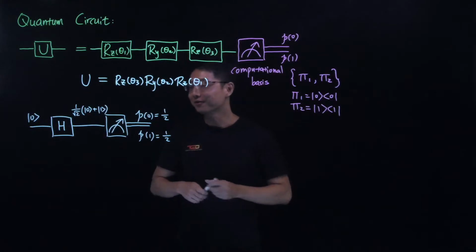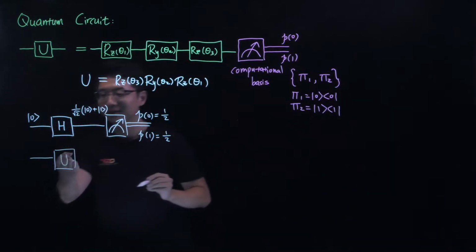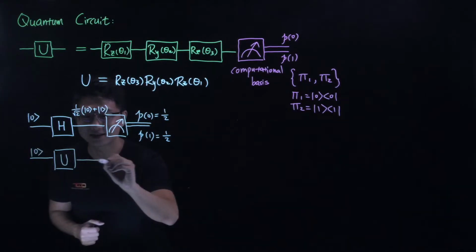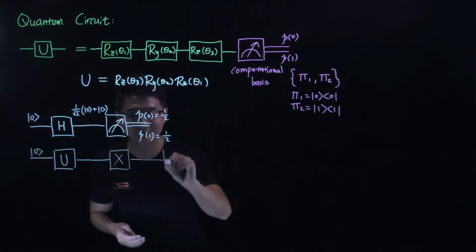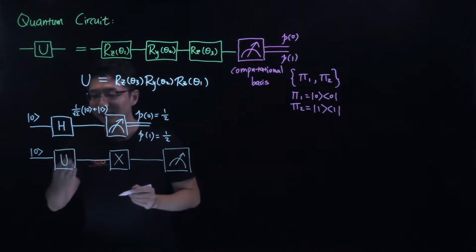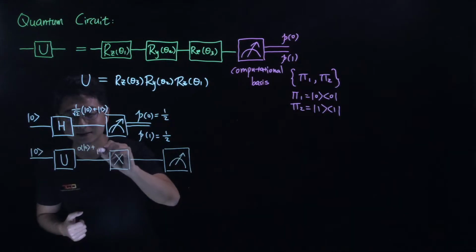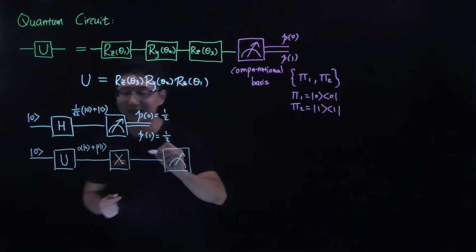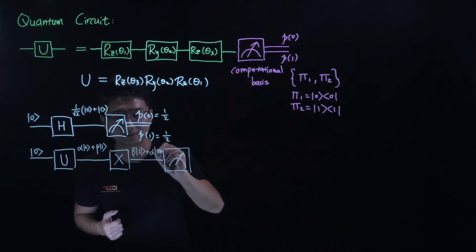As another example, let's apply a most general unitary to our initial state 0. And after that, let's apply an X gate and do a measurement. Let's find out what will happen. So we know that the most general U acting on the 0 could give us alpha 0 plus beta 1. And the X gate flips the 0 and 1 states, so that will give us beta 0 plus alpha 1.